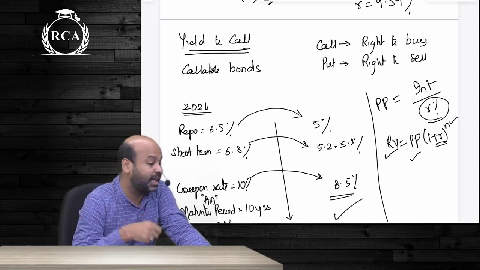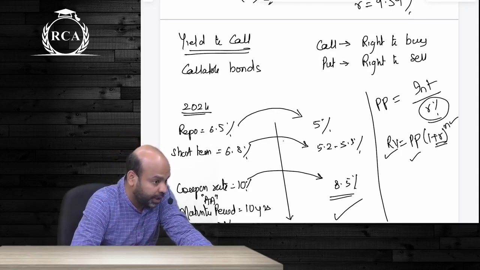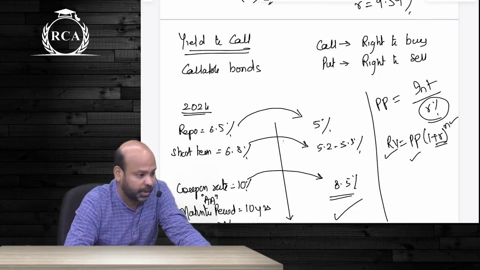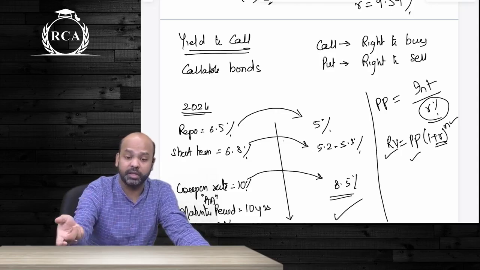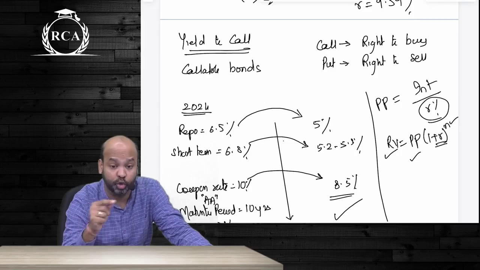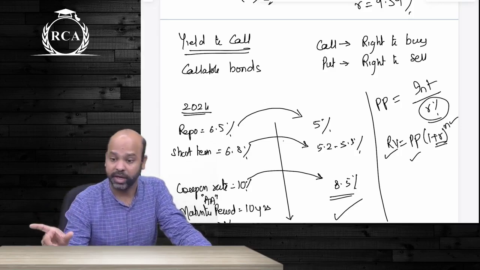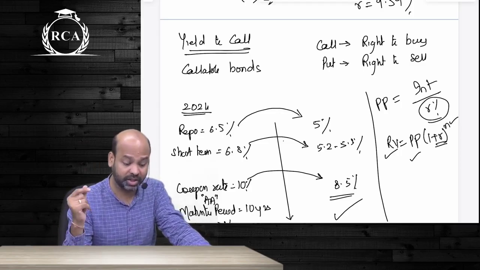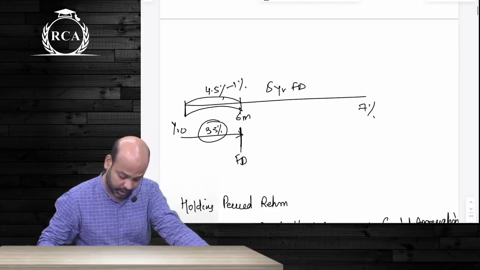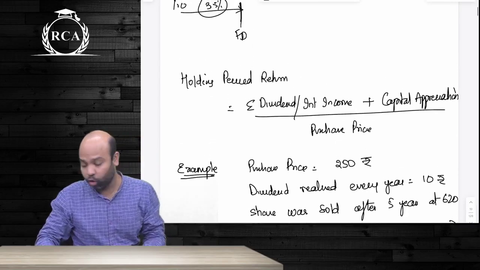But instead of taking the entire maturity period, you will only take the period till the end of the call period. If the call period is 5 years from now, you are computing return assuming that the bonds will be called at the end of the 5th year. That is YTC. Are we clear? Computation exactly same as YTM. No difference.